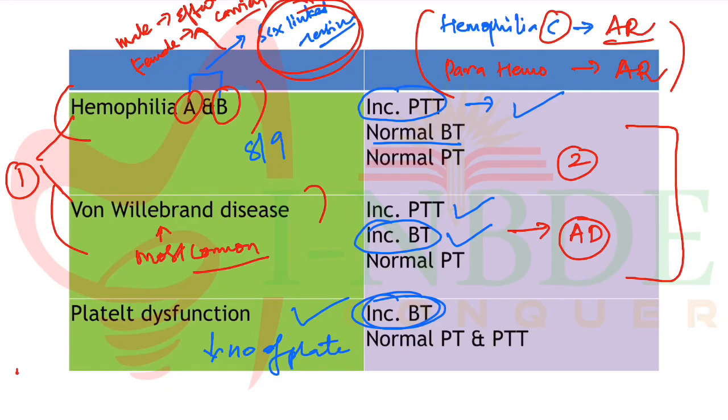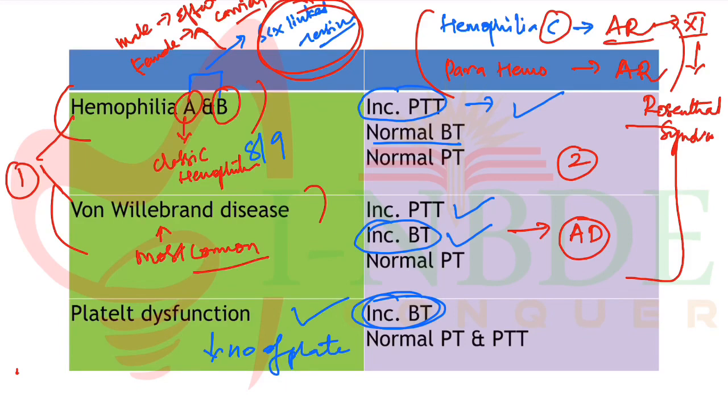So other important points that you have to make a note of: hemophilia A is called classic hemophilia, and it is the most common among the types of hemophilia. And if you want, you can add a note that hemophilia C is basically due to the deficiency of clotting factor 11, and it is also called Rosenthal syndrome.